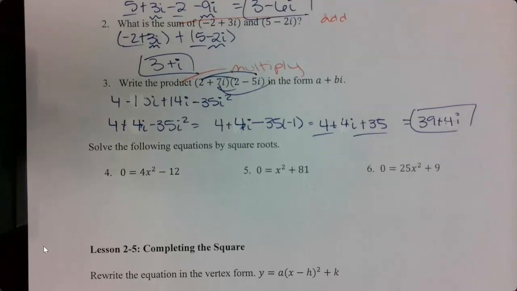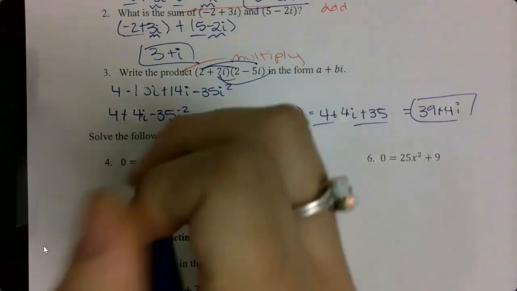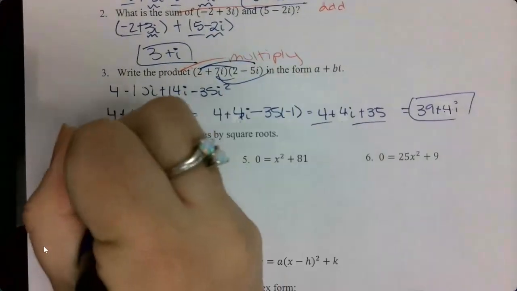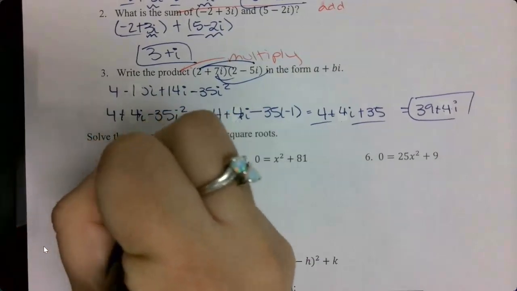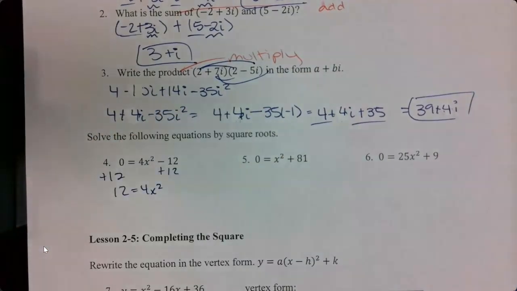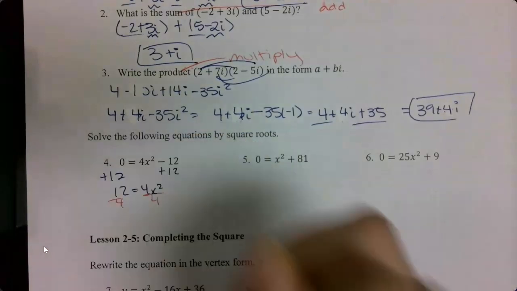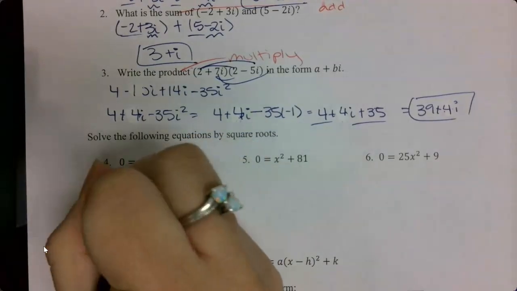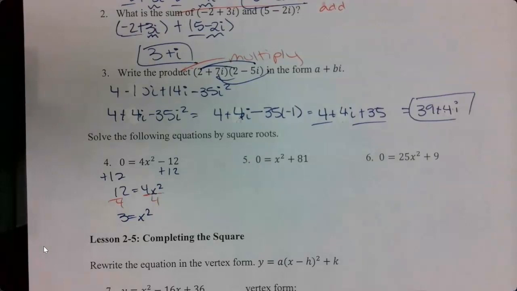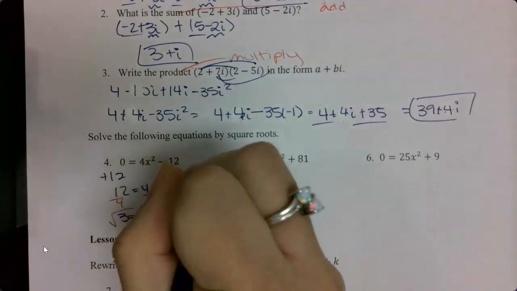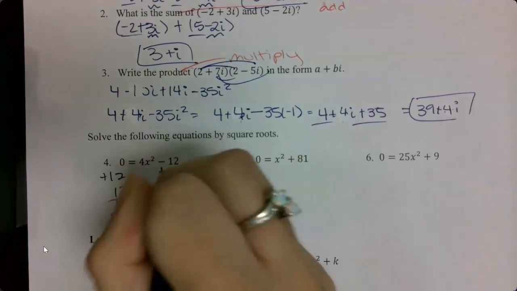These ones want me to solve by square roots, so this is where I'm going to move the number over to the other side. Then I have 12 equals 4x squared. I want to divide both sides by 4. I get 3 equals x squared. Then I take the square root on both sides. I get x equals plus or minus the square root of 3, because I can't go any further with that.